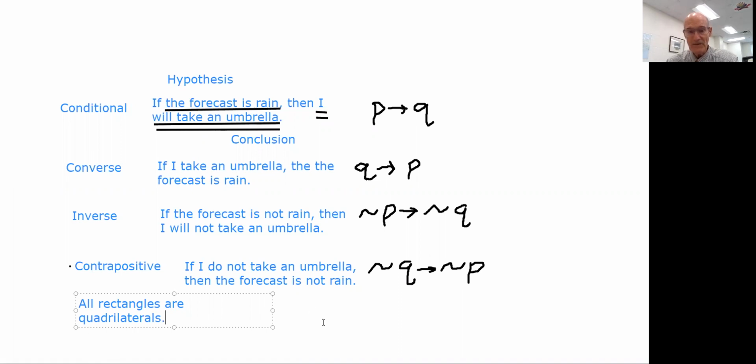So if I want to put that into if-then form, I'd say if a figure is a rectangle, then it is a quadrilateral. Okay, so this is just a statement here, all rectangles are quadrilaterals. If you put it into the conditional form, it's an if-then statement. So if the figure is a rectangle, then it is a quadrilateral.